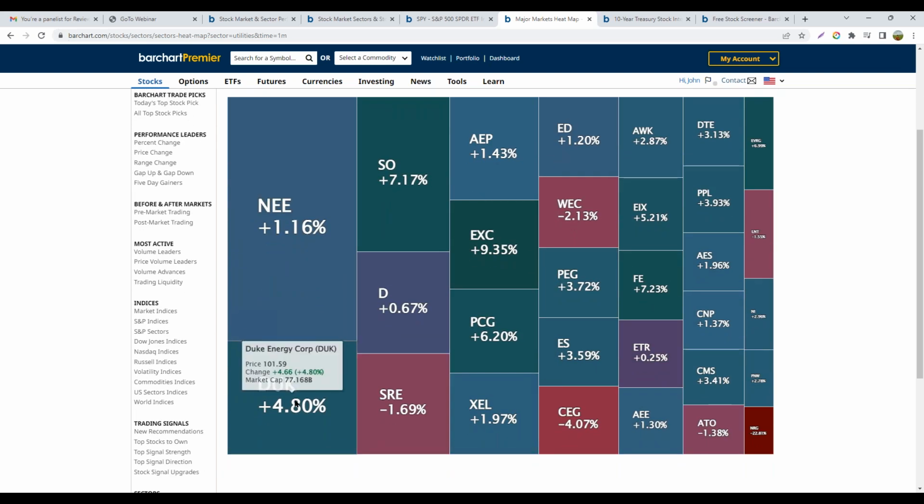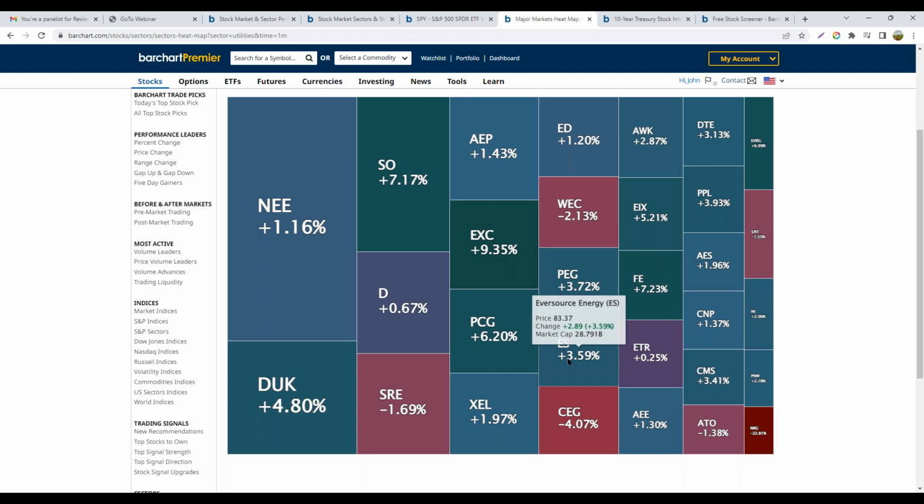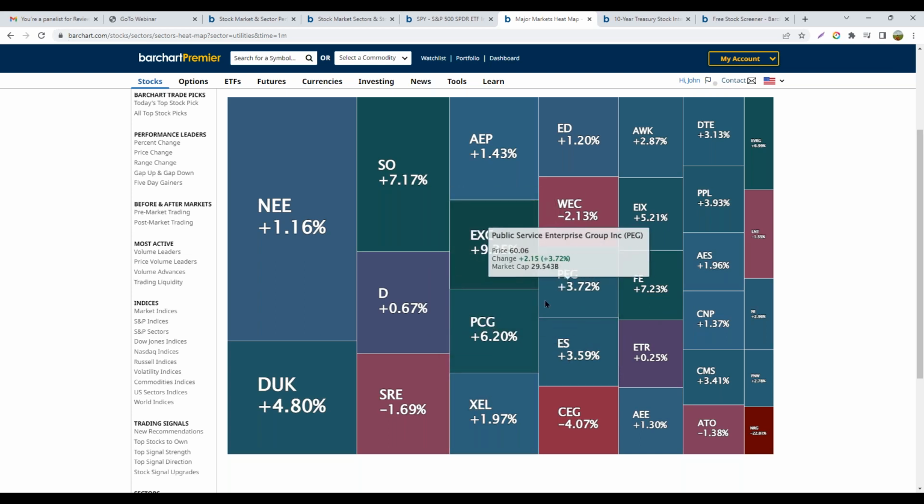A couple of energy companies, your typical public utilities, Exelon, Excel, public service groups, right? Very conservative, very low beta, right? Value stocks, not growth stocks.